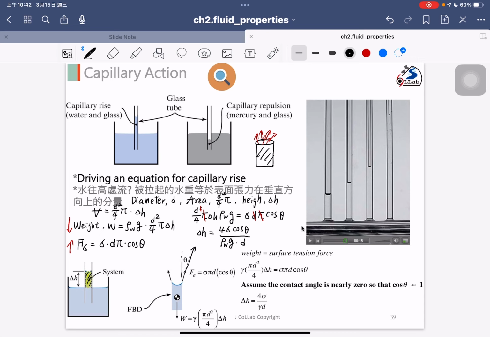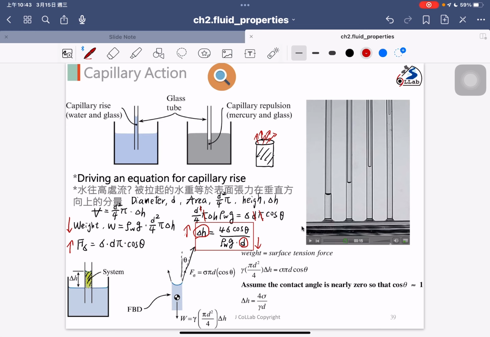Okay, so right now this equation is very good. We can base on this equation to figure out if we change the diameter, how the rising height differs. You can try to figure out if the diameter here is decreased, and then the delta H will increase a lot.